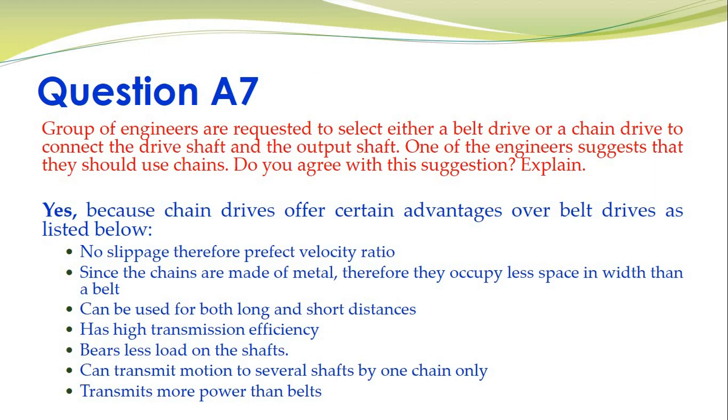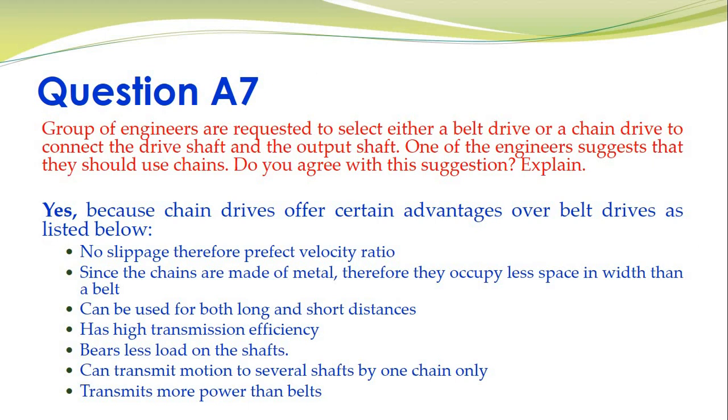So for me, I would say that I would use a chain drive. Firstly, I would agree with the engineer's suggestion, because chain drives offer certain advantages over belt drives, such as listed below. In chain drives you have no slippage, therefore we have a perfect velocity ratio. Since the chains are made of metal, they occupy less space in width than belts. When you have belt drives, you need a significant amount of cross-sectional area for a particular belt. When you look at belt drives and chain drives, you can see the chains are quite small in nature, so it is a space saving tactic.